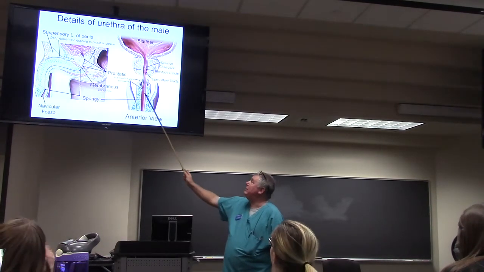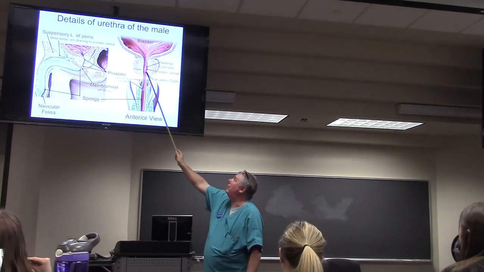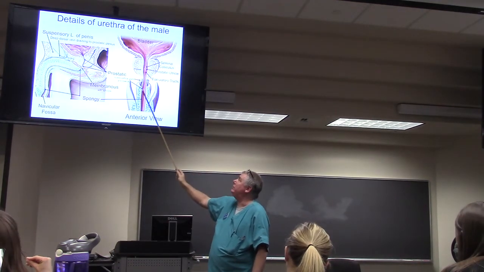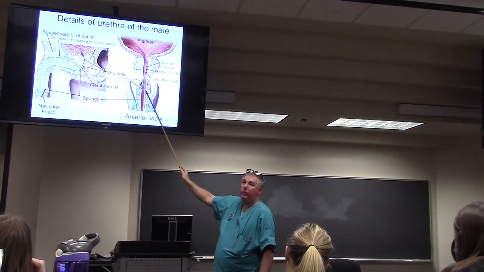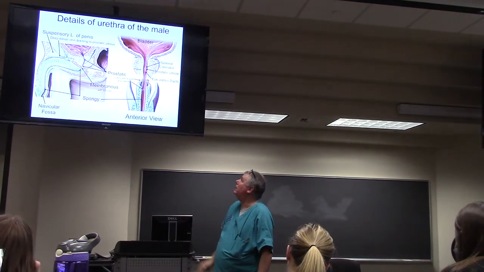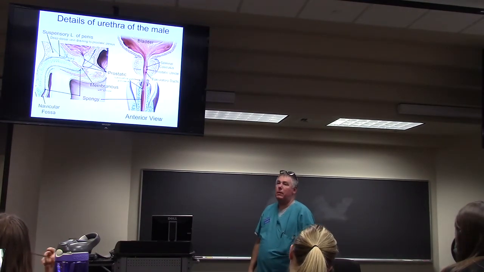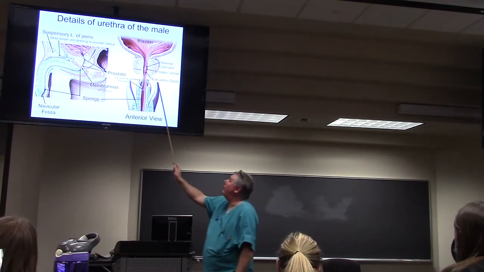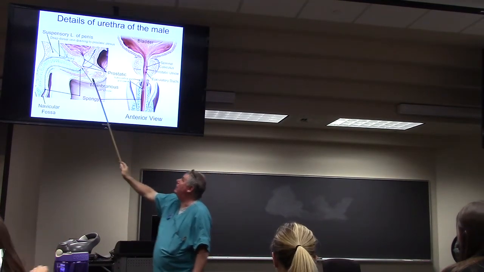The openings of the ejaculatory ducts are up here in the prostate. The openings of the bulbourethral glands are down here in the spongy urethra. Because the UG diaphragm would be right here, under the prostate.